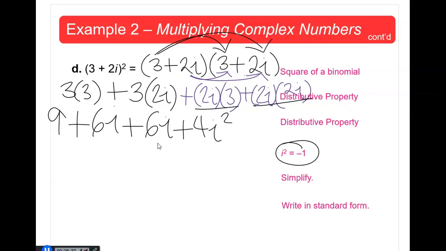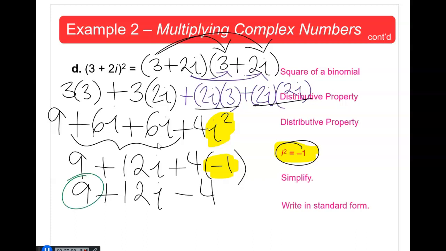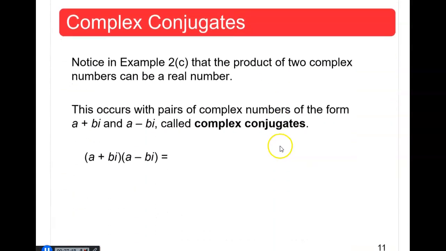Now remember, we have to do that substitution, but let's combine the like terms here. So 9 plus 12i, and then this will be 4 times negative 1. So again, we replace i squared with negative 1. That is going to change the sign of the 4, so we're going to have now minus 4. And then, of course, we combine like terms. So the real parts, 9 minus 4, will give me 5. And then we write the imaginary part second, plus 12i. And that will be in standard form.